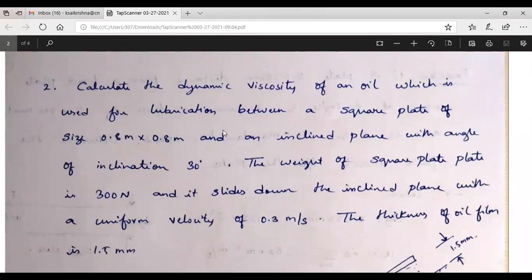Calculate the dynamic viscosity of an oil which is used for lubrication between a square plate of size 0.8 meter into 0.8 meter, nothing but 0.8 meter by 0.8 meters. What is this?